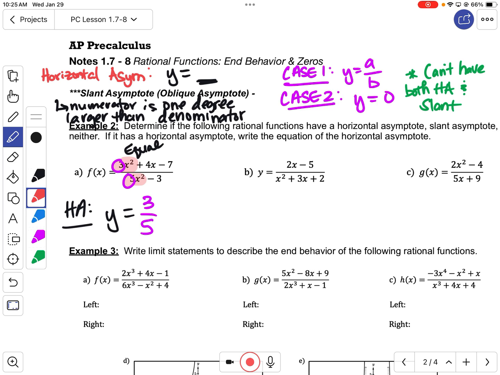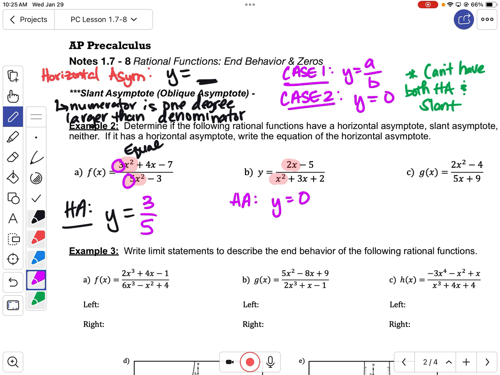Let's look at the second one. Looking at those highest degree terms, so I have a 2x and an x squared. Are they equal? No, so it's definitely not the first one. Who's bigger, top or bottom? Bottom. If the bottom's bigger, it's a horizontal asymptote. Y equals 0 always. If the bottom degree is bigger, it's always y equals 0.